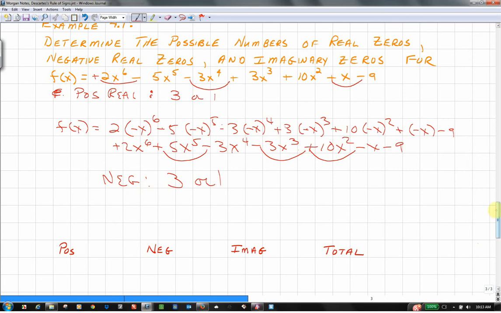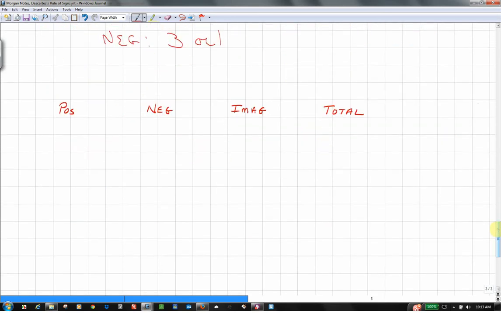So I'm going to make my little chart, and I said that I could have 3 positives, or I could have 1 positive, and then the combination with the negatives could be 3, 1, 3, 1, right? So I've covered all my combinations of a potential 3 positive and 3 negative, and they have to total up to 6, each one of those. And so if I had 3 positives and 3 negatives, I wouldn't have any imaginary. 3 positives and 1 negative, I'd have 2 imaginaries. 1 positive and 3 negatives, I would still have 2 imaginaries. And if I had 1 positive, 1 negative, I'd have to add up to be 6. Those would give me 4. I'd have to have 4 imaginary roots.